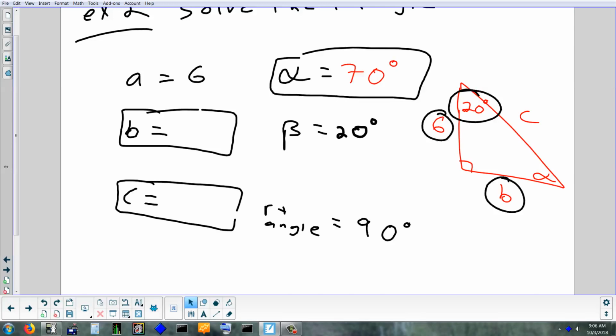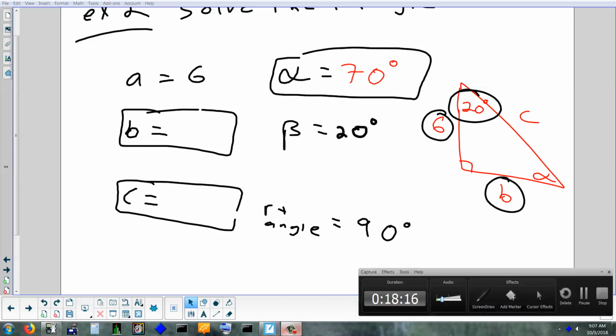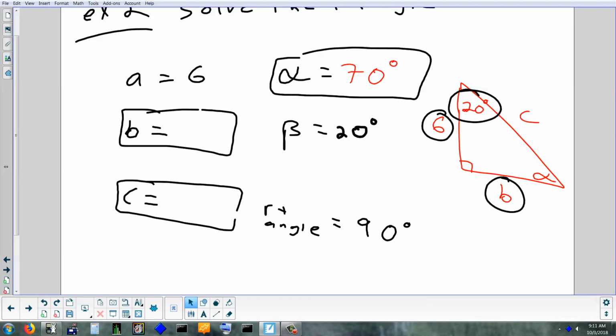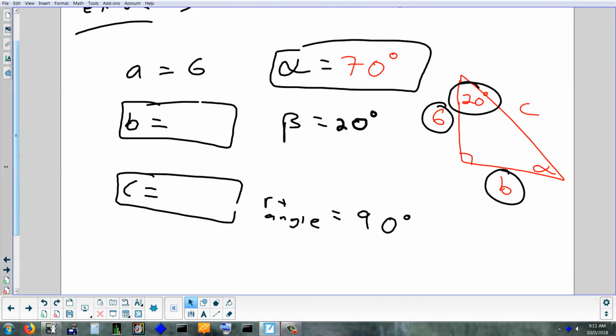All right, see if you can set up the equation to find B. You won't be able to finish it unless you have a calculator. And then see if you can set up the equation to find C. See if you can figure out those 2 trig functions. Okay, so let's take a look at the equation we set up. Let's do it for B first.